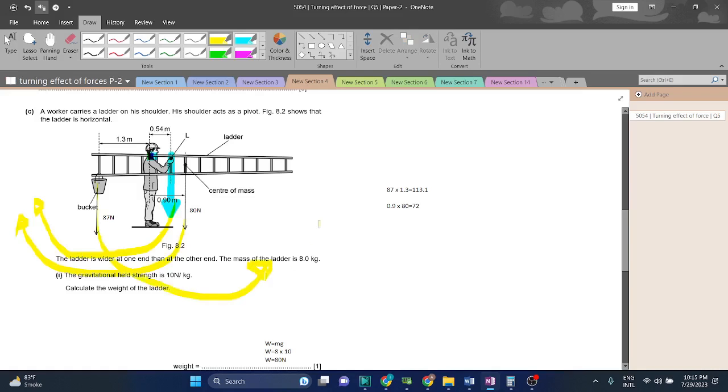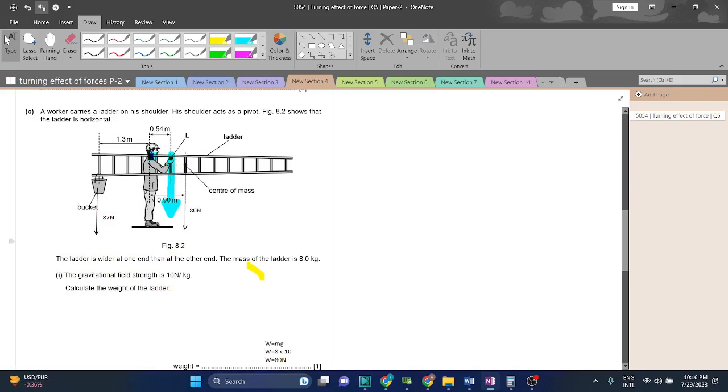So the moment produced by the force at L will be clockwise, and the moment produced by the weight of the bucket will be anti-clockwise. Now let's calculate this. First thing to keep in mind is that we're taking this as the pivot. As I mentioned earlier, that will be the pivot and it will help you out a lot if you know it. So let's look at clockwise first.